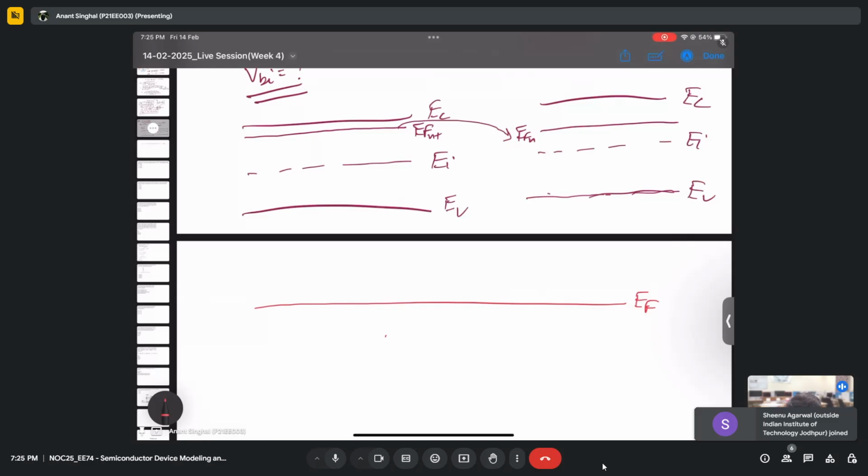No hole concentration. Why would you calculate a hole concentration if both the materials are n-type? So let me give you a very basic understanding. So this is all about today only.